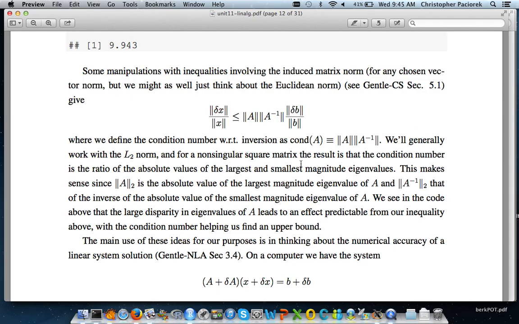So I've got, actually, I think I want to leave that there for now. It looks like. So what do I have here?